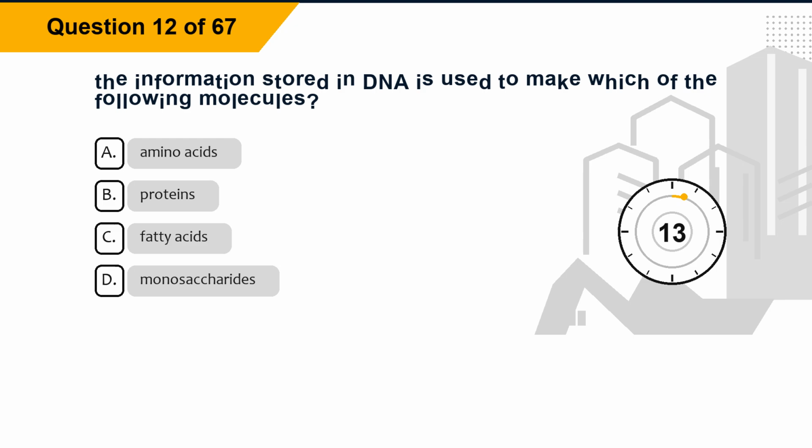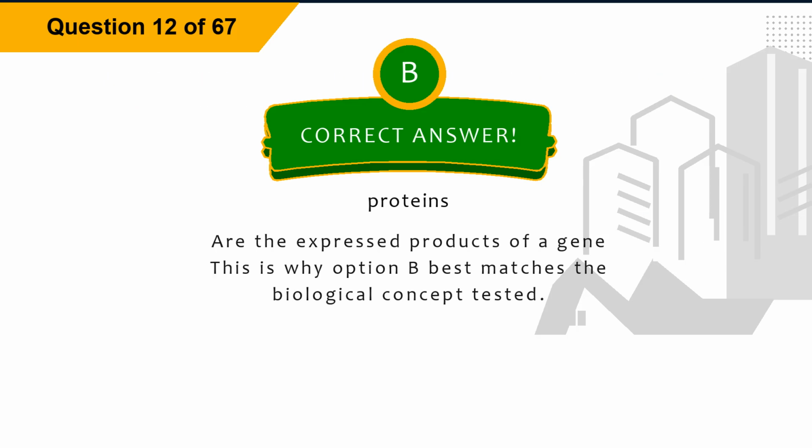Question 12. The information stored in DNA is used to make which of the following molecules? Option A, amino acids. Option B, proteins. Option C, fatty acids. Option D, monosaccharides. The correct answer is option B, proteins. Explanation. Proteins are the expressed products of a gene. This is why option B best matches the biological concept tested.